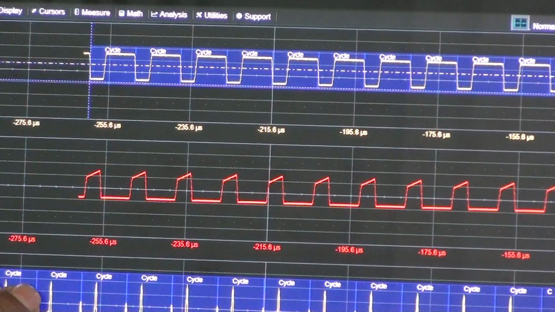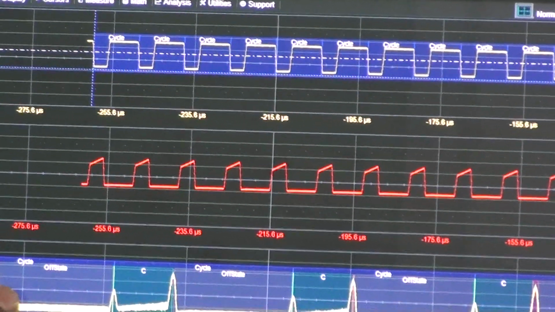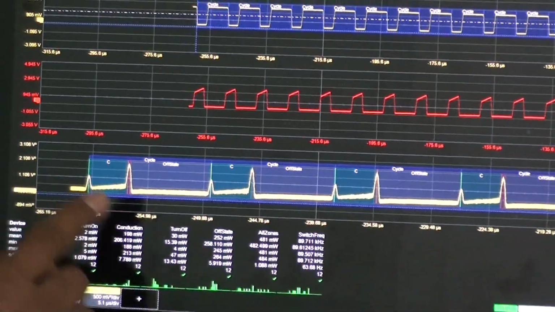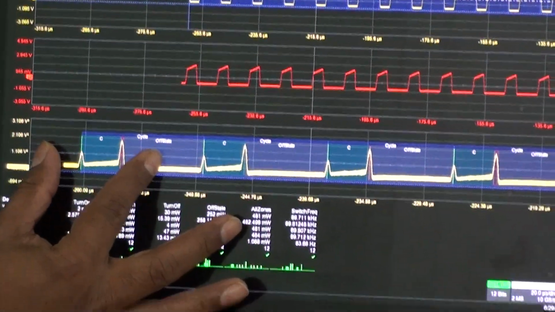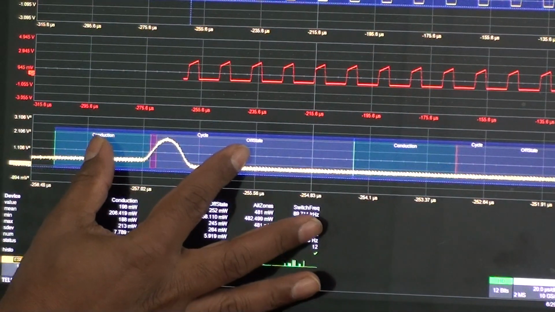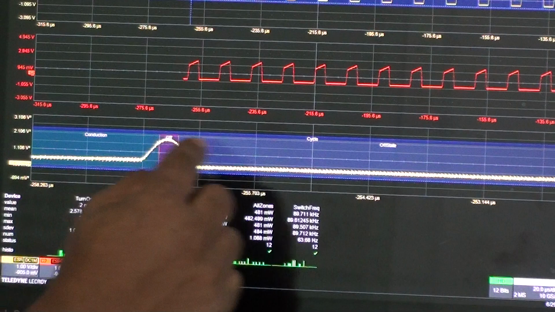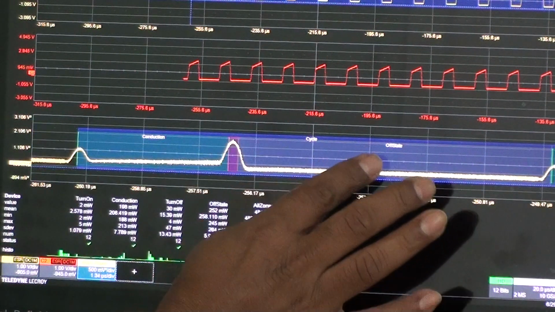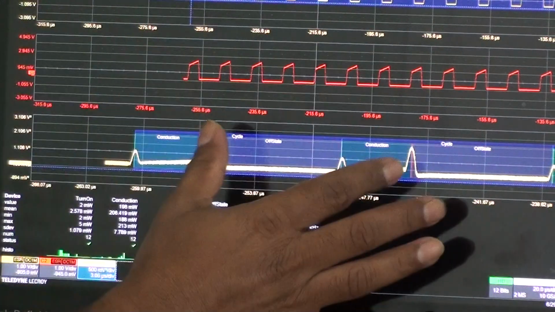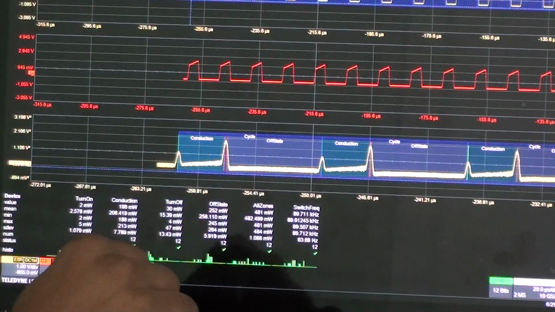Each and every power cycle can now be looked at here. This is the voltage, current, and now this is the power. You look at the power, here you have conduction, and this is your off state, and this is the cycle off state, and again you have a cycle conduction. So this repeats over and over again.